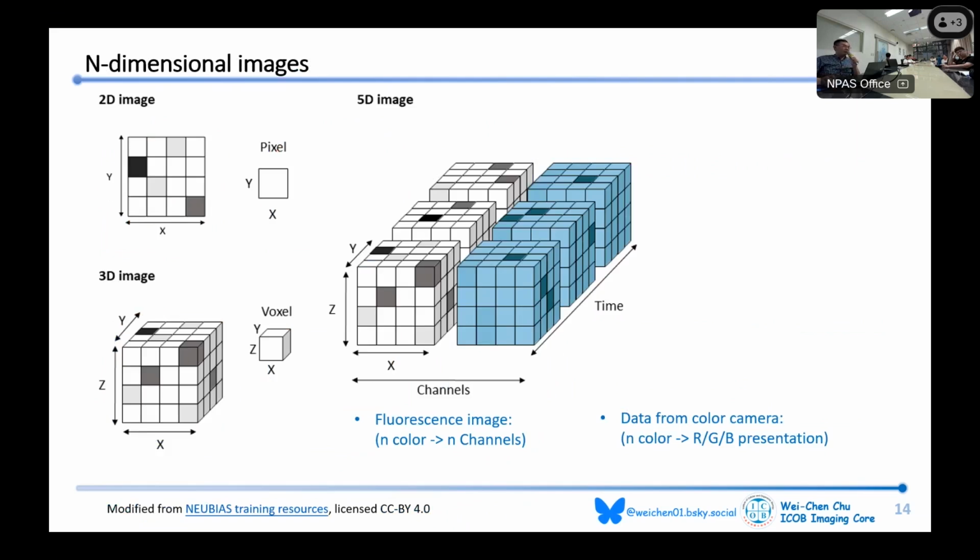The image can be 2D or 3D. In 2D, one pixel is flat. In 3D, it's like a cube, so we have the X, Y, Z plane. In 3D, we call it a voxel. For example, if you have experience using a confocal microscope, we will take a confocal Z stack, so we will have different Z focal planes.